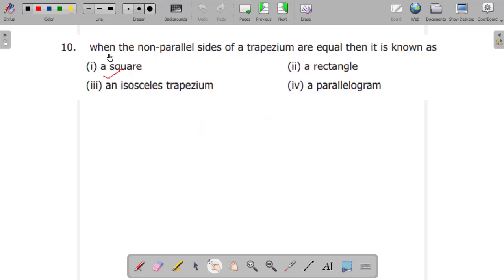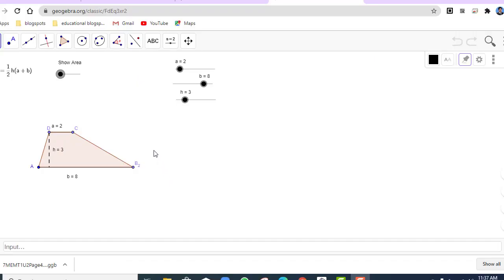Question number 10. When the non-parallel sides of a trapezium are equal, then it is known as an isosceles trapezium. Look at this GeoGebra applet. We can change all of the 3 basic measurements of the trapezium here. Then it will reflect in the figure as well as in the area. Now I am going to change the value of A. Now look at the figure. It changed.